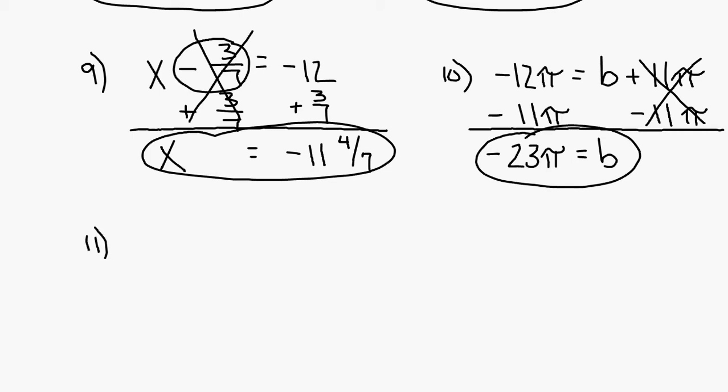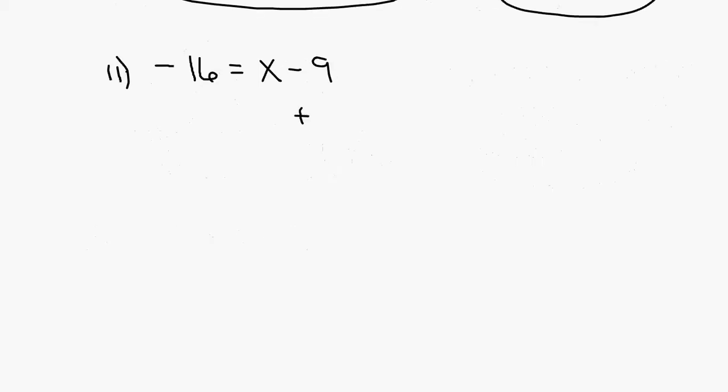Number 11. Negative 16 equals x minus 9. Volunteer from the right side of the class. Thank you, Zanasia. What's the first step? Plus 9, very good.